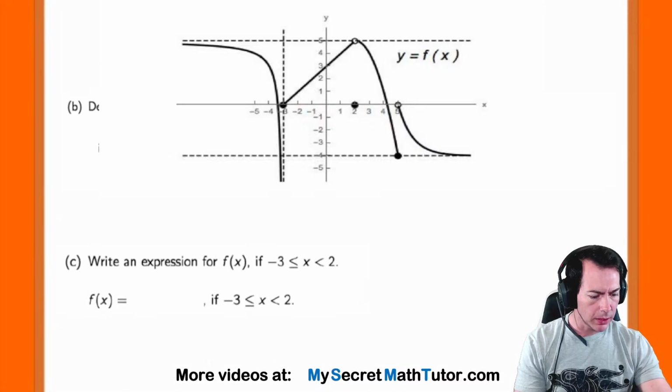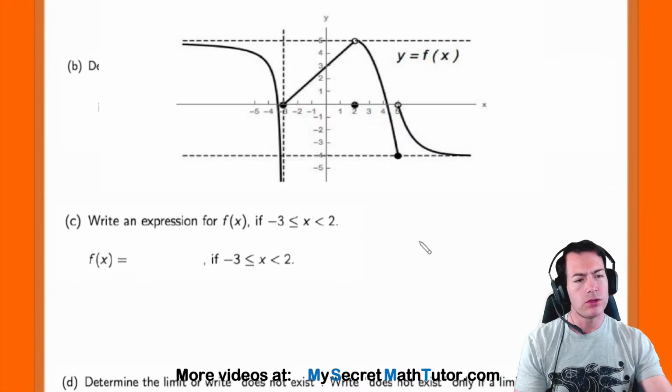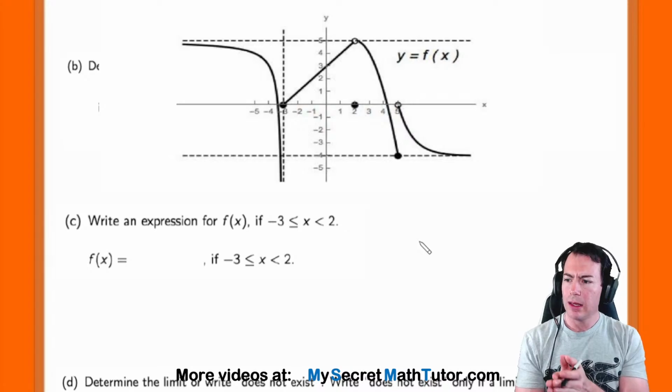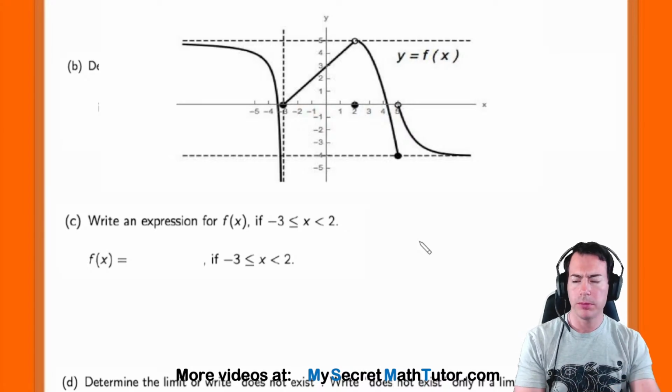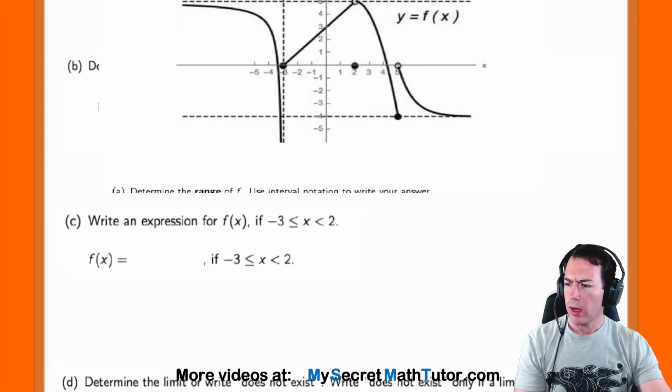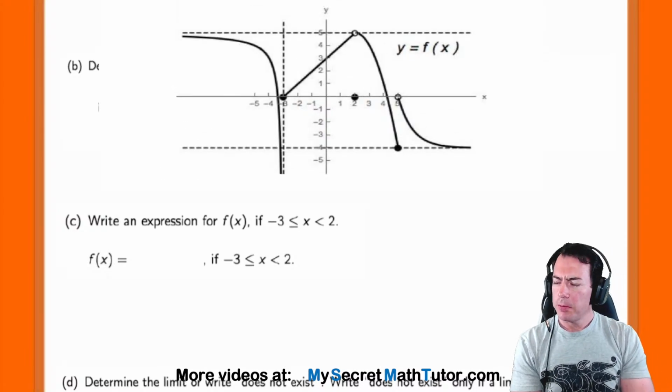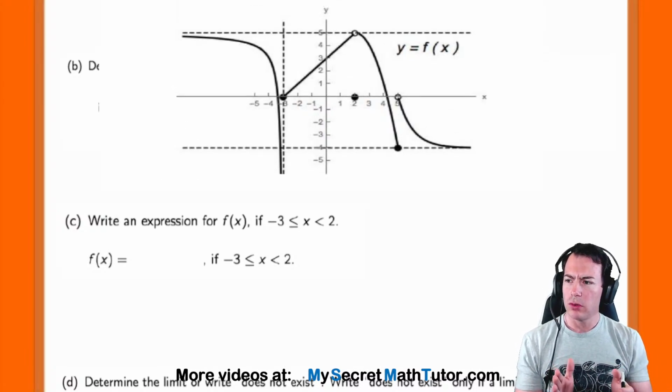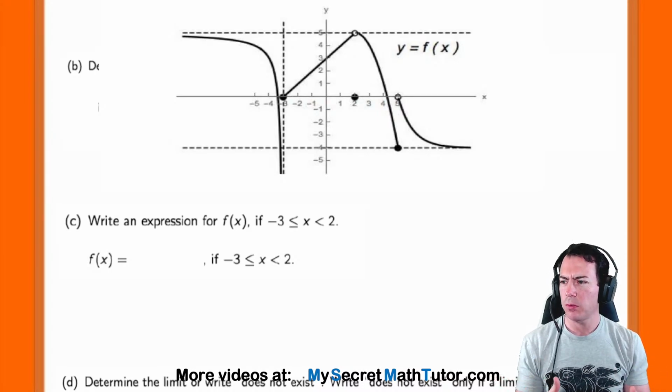They want us to write an expression for just the piece that goes between negative 3 and all the way up to 2. Okay, so I'm looking at this function here. Let me get a good look at it. The piece that goes from negative 3 all the way up to 2 looks like just a nice line. So really they're tasking us with describing that line.